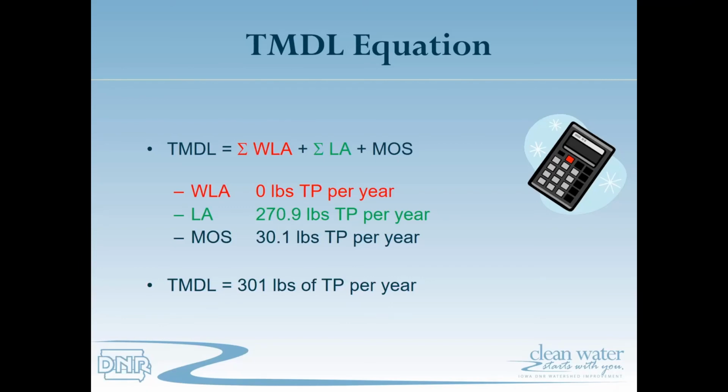We have that margin of safety just to make sure that if any of our calculations are off, we want to make sure that we're conservative with those values, so we have a little bit of room for error. So the total TMDL, or the total maximum daily load of phosphorus for Orient Lake, is 301 pounds per year.